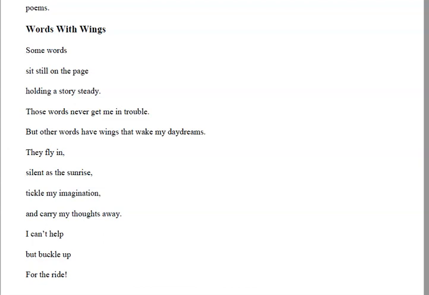Words with Wings. Some words sit still on the page, holding a story steady. Those words never get me in trouble. But other words have wings that wake my daydreams. They fly in silent as the sunrise, tickle my imagination, and carry my thoughts away. I can't help but buckle up for the ride.